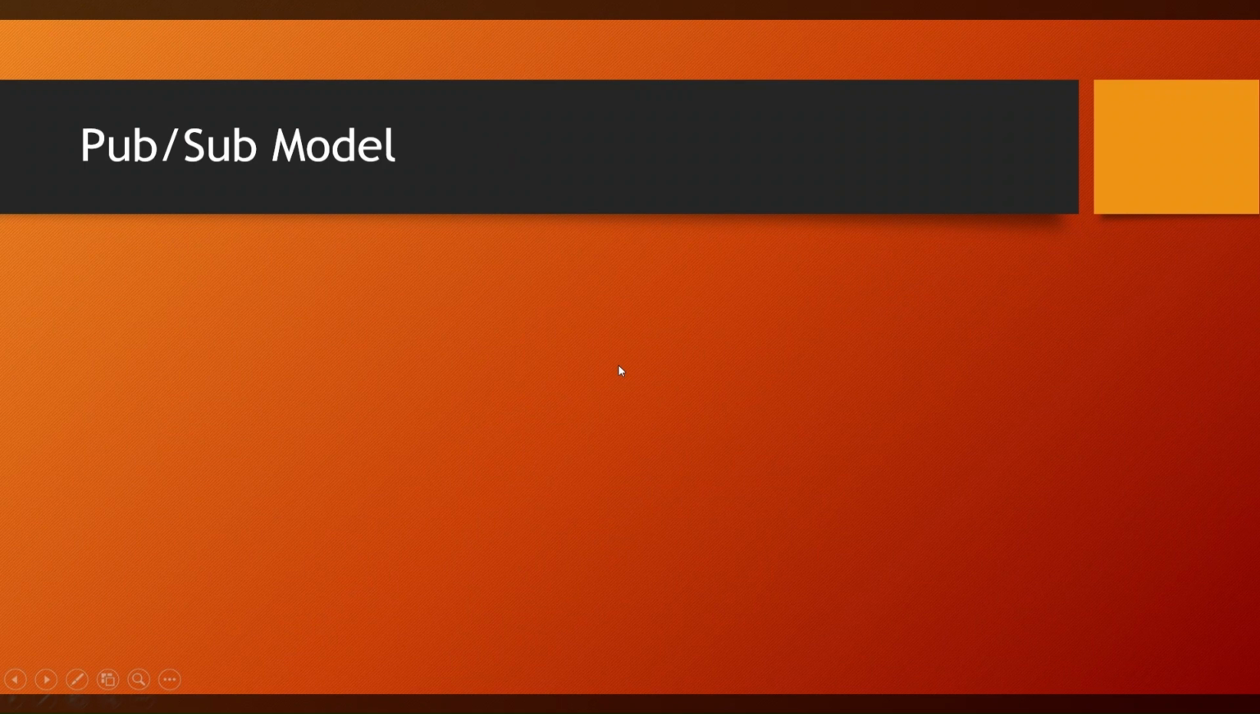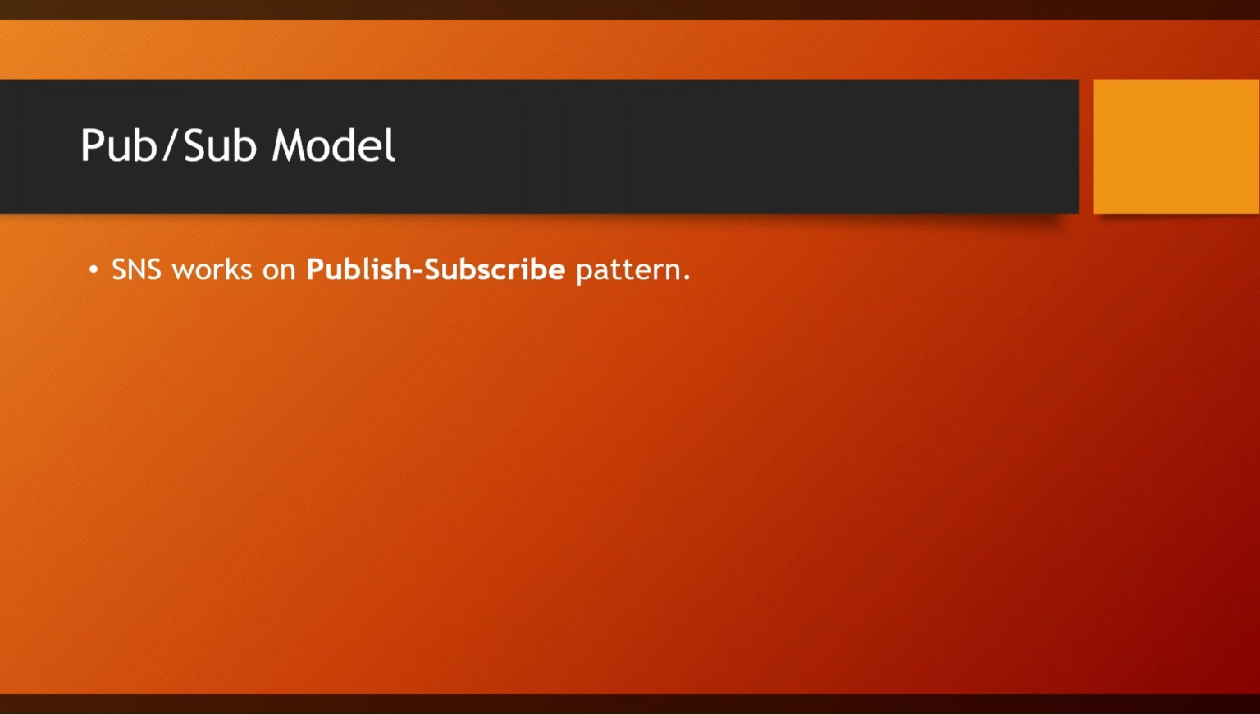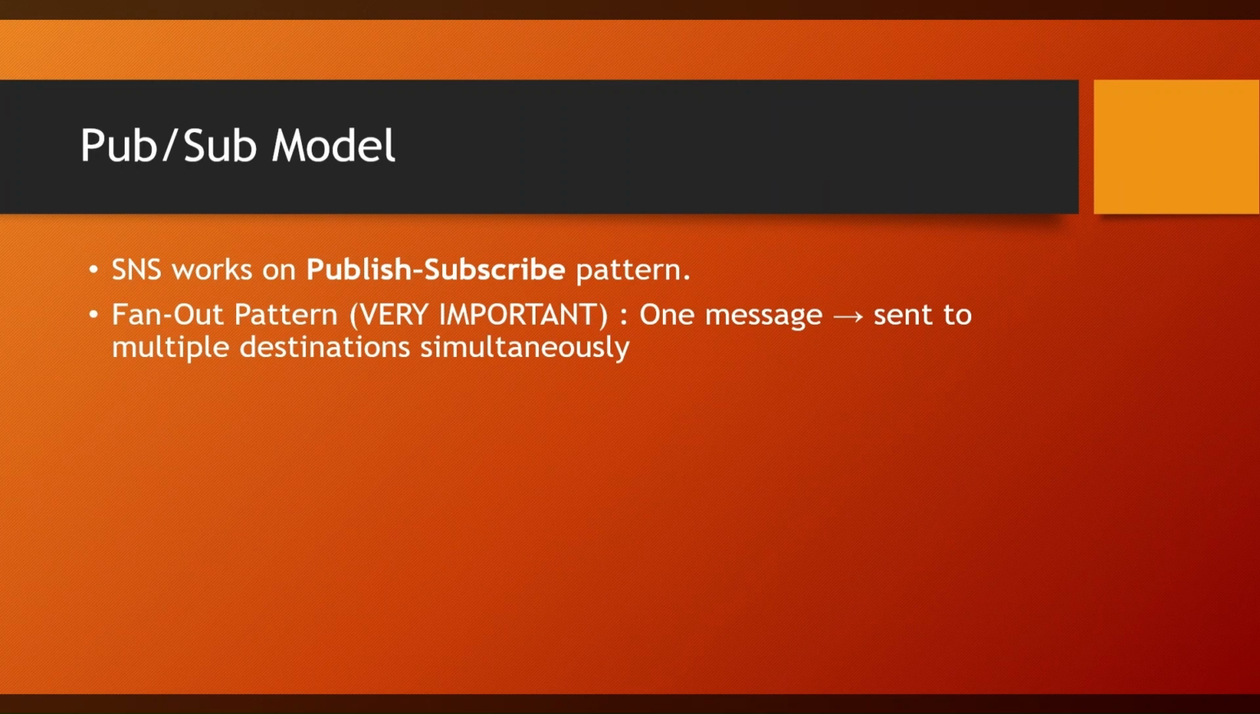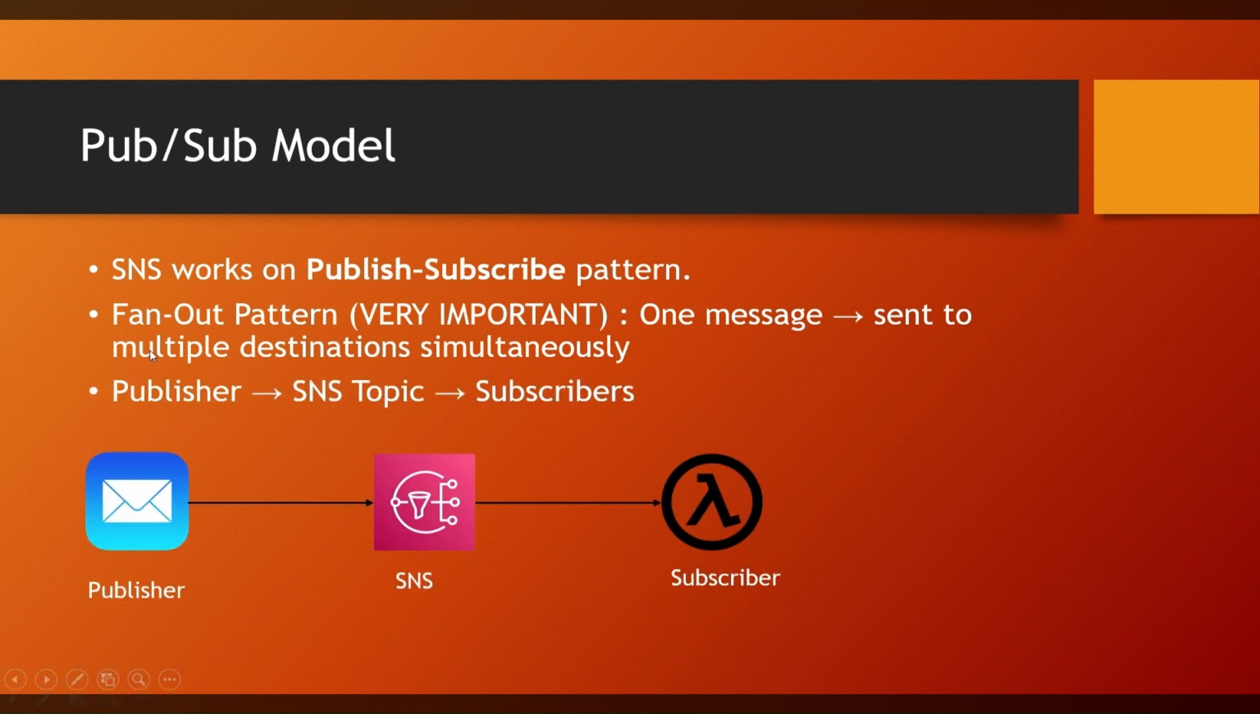What is the publish or subscribe model? SNS works on the publish and subscribe pattern, or we call it the pub/sub model, or the fan out pattern as well. This is a very important topic, which means one message is sent to multiple destinations simultaneously. Here we can see we have one publisher, and the publisher sends the message to SNS and SNS sends the message to the subscribers. That is called the publisher subscriber model.